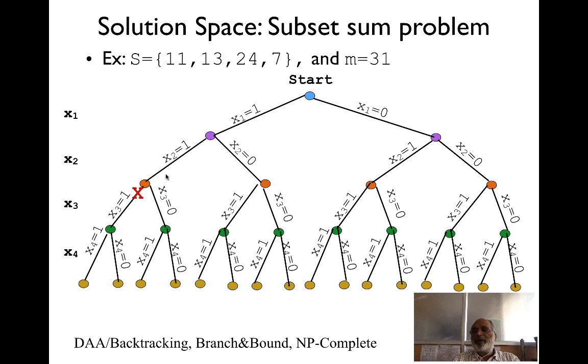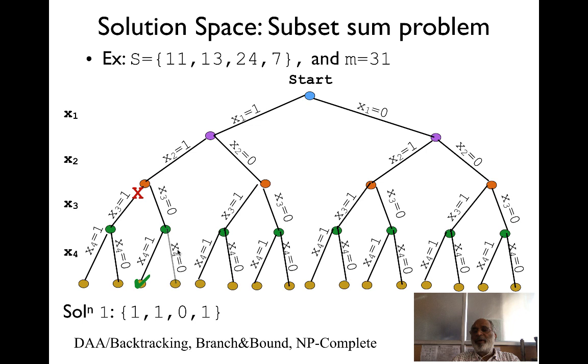That means we don't consider the 24. The value is still 24 at this point. The solution so far is 11 plus 13, 24. Let's consider x4 equal to 1, that is 7. So 11 plus 13 plus 7 makes it 31. So we found a branch of the tree following this path. We found a solution.